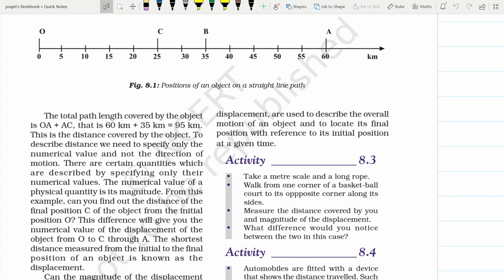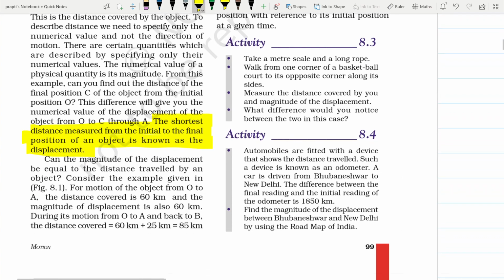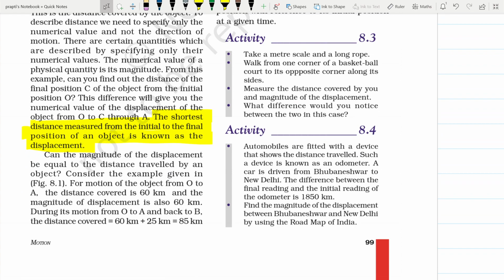From this example, can you find out the distance of final position C of the object from the initial position O? This difference will give us the numeral value of displacement of the object from O to C through A. The shortest distance measured from the initial to the final position of an object is known as displacement.